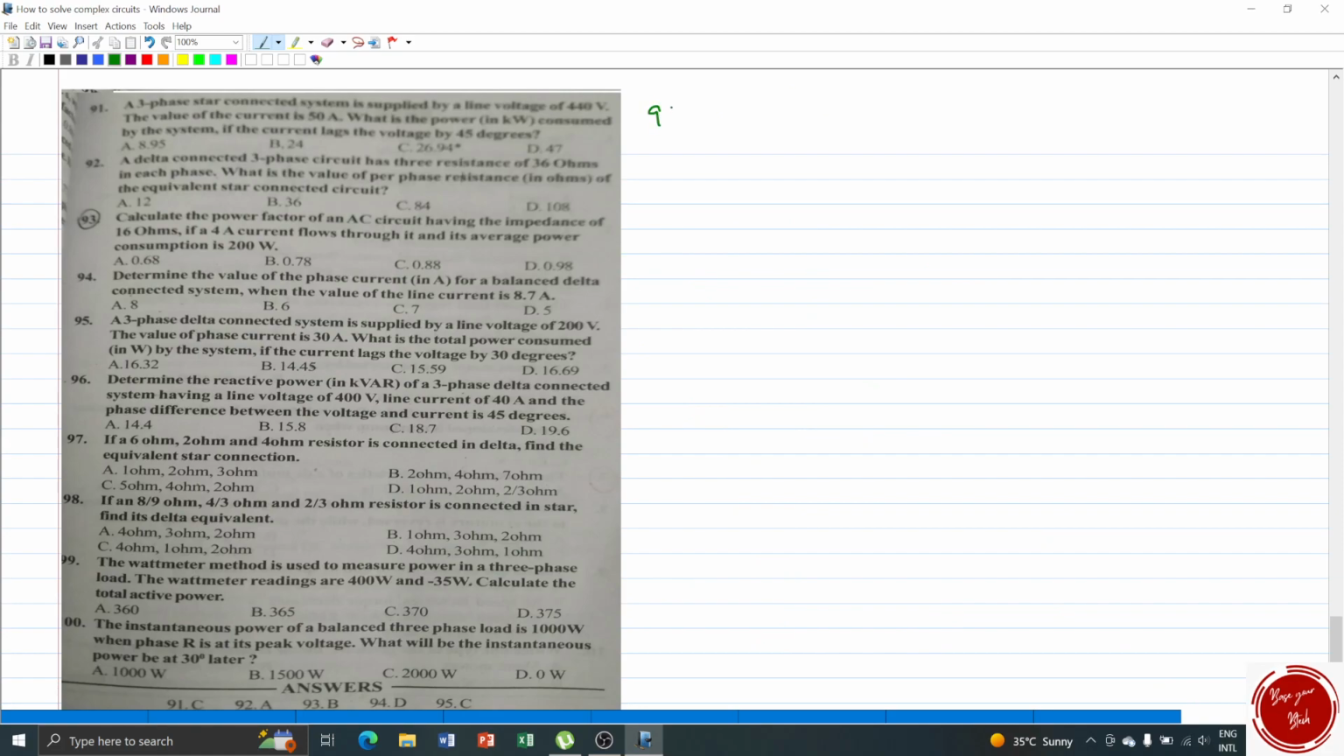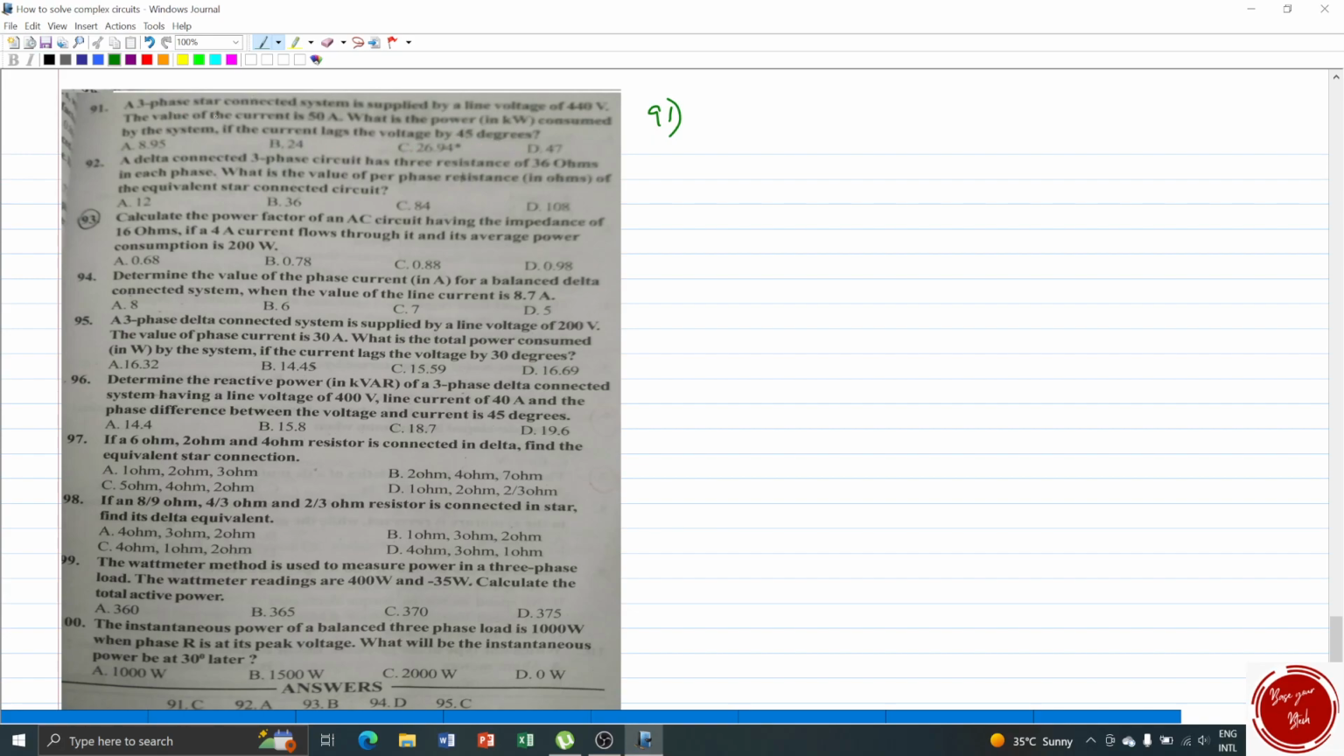Question number 91. A three-phase star-connected system is supplied by a line voltage of 440 volt. The value of the current is 50 ampere. What is the power in kilowatts consumed by the system if the current lags the voltage by 45 degree?